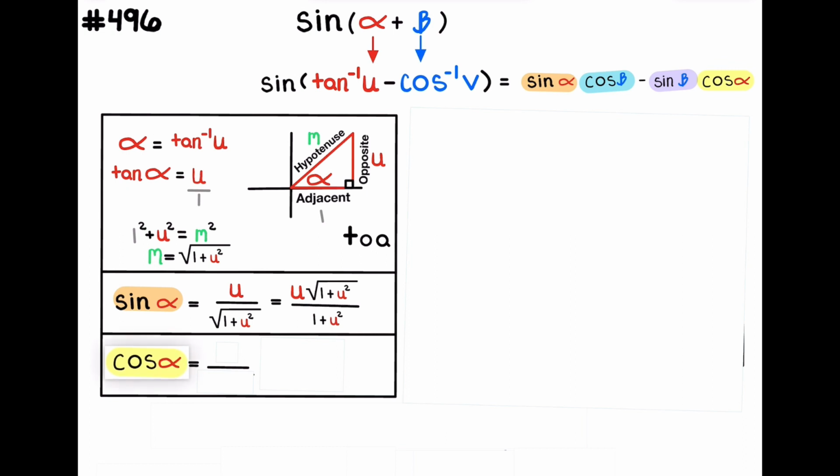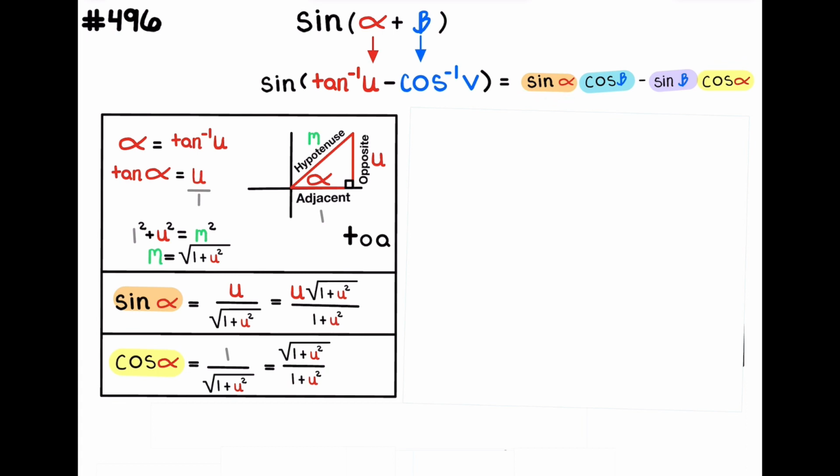Moving on, the cosine of alpha, SOHCAHTOA, is adjacent over hypotenuse. So it will become 1 over the square root of 1 plus u squared. Once again, let's rationalize by multiplying the numerator and denominator by the square root of 1 plus u squared, getting this.